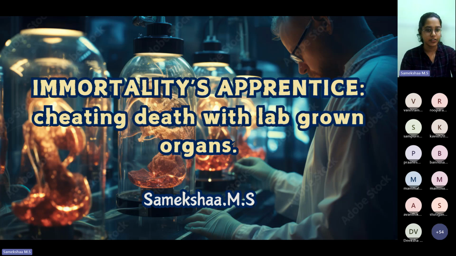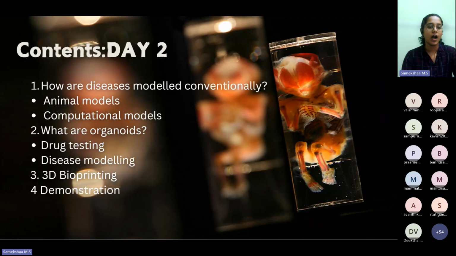So, in today's session, we'll be discussing how diseases are modeled conventionally. Basically, we'll be discussing animal models and computational models. And then we'll finally jump to the hero of our module, which is organoids, and how they help in disease modeling and drug testing. And then I'll be teaching you 3D bioprinting. And then we'll have a guest to demonstrate how to use the software Fusion 360.